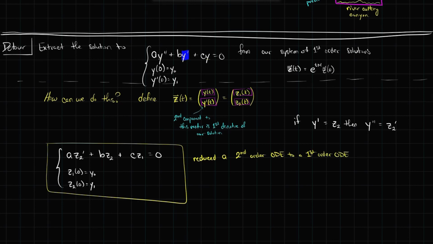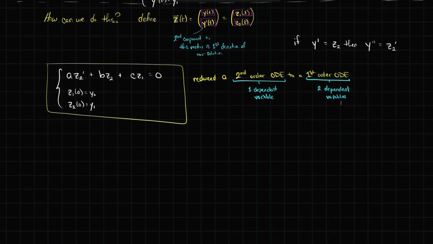But the price I'm paying is that the second order ODE had one dependent variable. The dependent variable was y. The first order ODE has two dependent variables. So you can play this game of trading orders for variables. That's really what's happened here. We've played the game of trading an order for variables, but we know how to handle two dependent variables in first order ODEs. These are systems of first order ODEs.